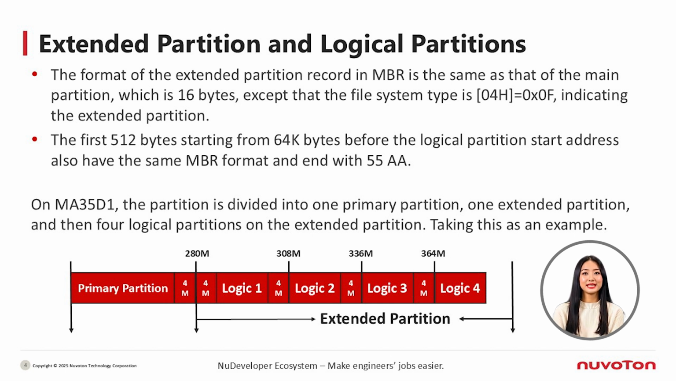The start address of the second logical partition is 304 megabytes plus 4 megabytes, which is 308 megabytes, and the end address is 332 megabytes, with a size of 24 megabytes. The start address of the third logical partition is 332 megabytes plus 4 megabytes, which is 336 megabytes, and the end address is 360 megabytes, with a size of 24 megabytes. The starting address of the fourth logical partition is 360 megabytes plus 4 megabytes, which is 364 megabytes, and the end address is 388 megabytes, with a size of 24 megabytes.